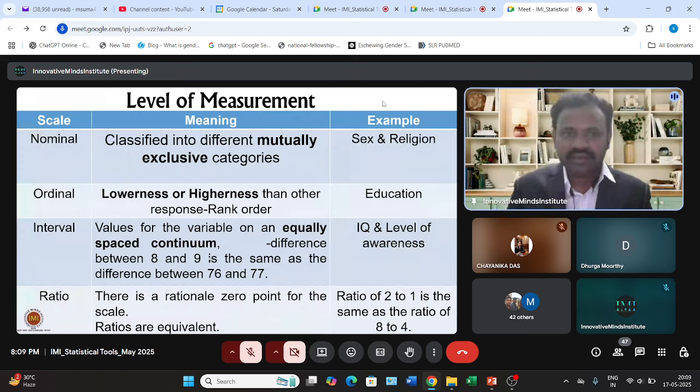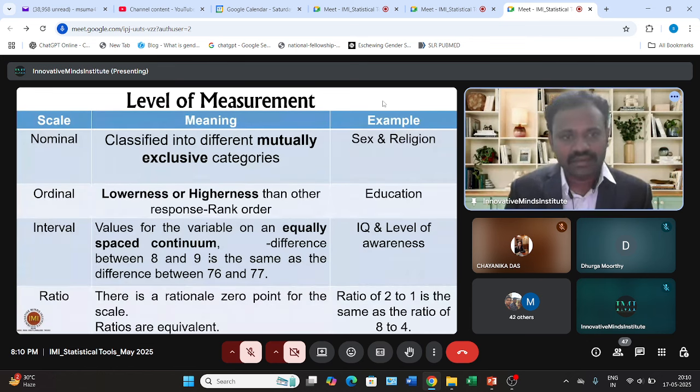We cannot say that male are higher than female or female are higher than male. We cannot say that both are equal either. So there is no hierarchy. Religion, we cannot make a list or hierarchy. All the religions are equal, right? So that's a nominal level of measurement. Only classification is possible.